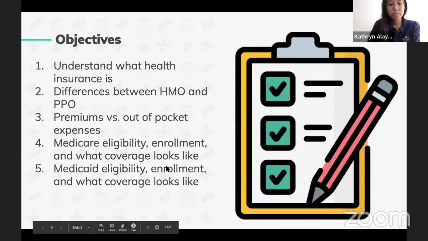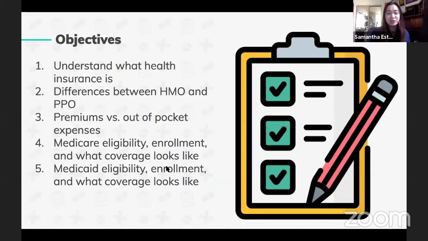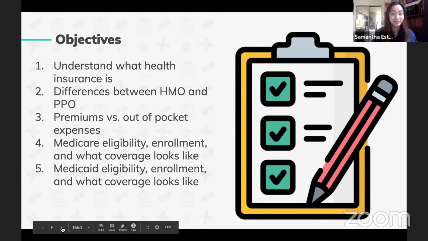So the objectives of this presentation are to really understand what health insurance is, why we need it, or why it's important to know about it, the differences between what an HMO plan is and a PPO, what it means to have a premium or what it means to have out-of-pocket expenses. Also, Medicare eligibility, how to enroll, and what coverage looks like once you get it. And also Medicaid eligibility, enrollment, and what coverage looks like when you get it.